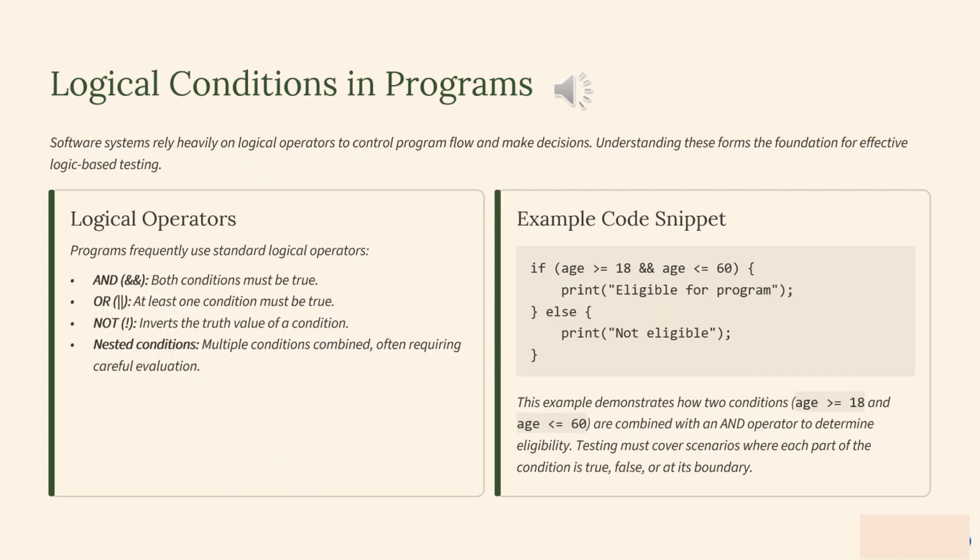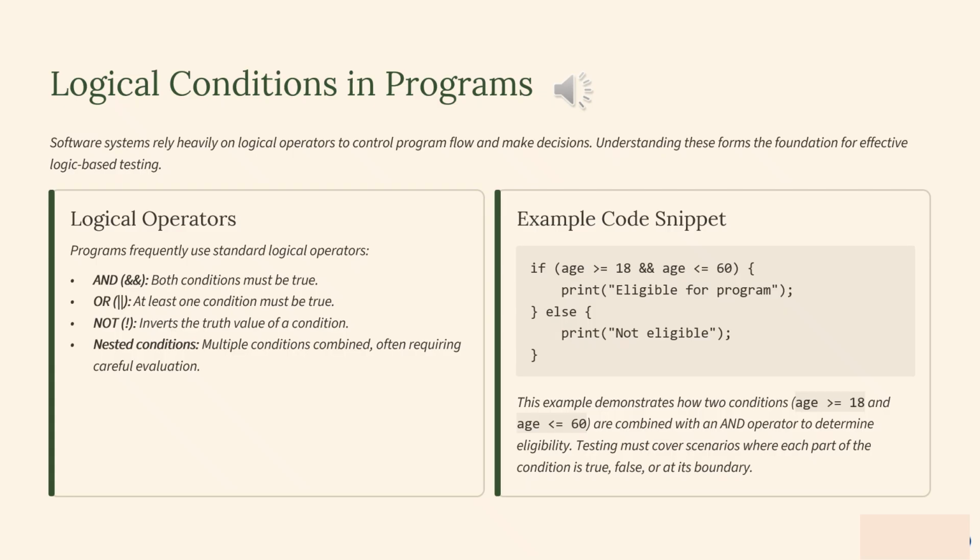Next topic: logical conditions in programs. Software programs use logical operators to control the flow of execution. The most common operators are and, or, and not. The and operator requires both conditions to be true. The or operator requires at least one condition to be true. The not operator reverses the truth value of a condition. In complex programs, multiple conditions may be combined together, which makes testing very important.